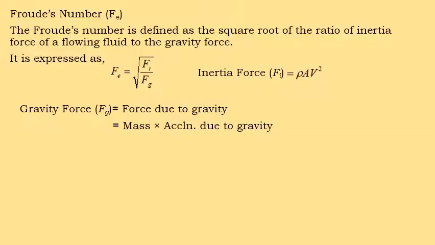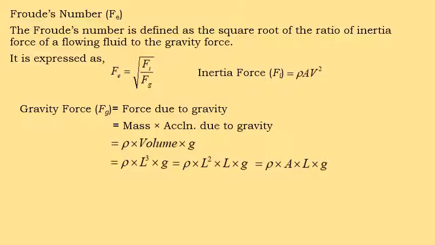The force due to gravity is equal to mass into acceleration due to gravity. The mass is given by rho into volume, and the acceleration due to gravity is denoted by g. So rho into the volume is rho into L cube. The unit of the volume is meter cube or centimeter cube. So with length L, the cube of that into g. Now it is rearranged as rho into, instead of L cube, L square into L into g.